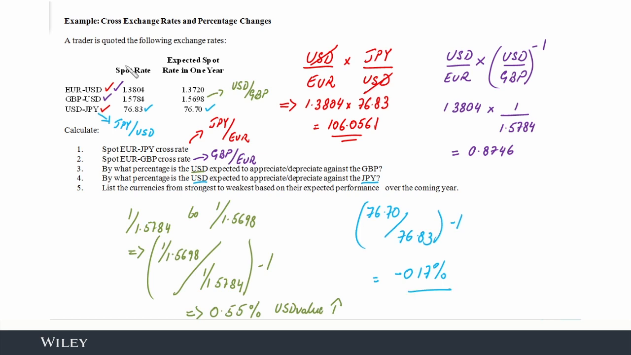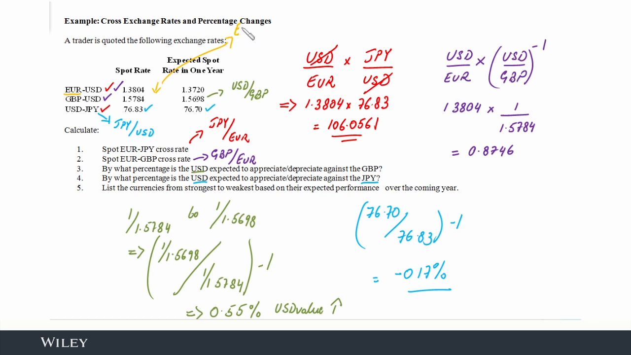Alright, so question 5. List the currencies from the strongest to the weakest based on their expected performance over the coming year. Okay, so let's see what we know so far. We know that the euro-dollar exchange rate is expected to decline from 1.3804 to 1.3720. So this exchange rate is declining, and this means that the base currency is expected to decline over the coming year. The base currency in this exchange rate quote is the euro.